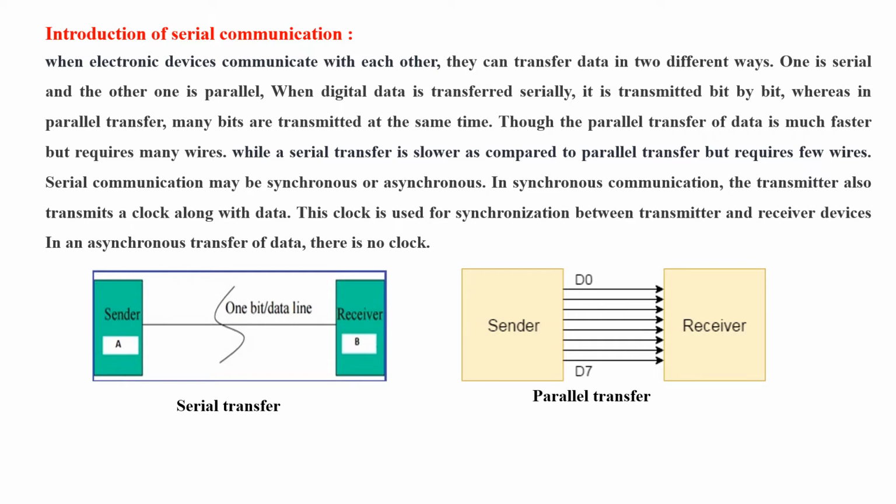Serial communication may be synchronous or asynchronous. In case of synchronous, data transmission is synchronized by the clock pulse, whereas in case of asynchronous, there is no need of clock pulse. So, in asynchronous transfer, start and stop bits are introduced along with the data bits. As soon as the start bit comes, data is transmitted, and once the stop bit comes, it stops transmitting the data.